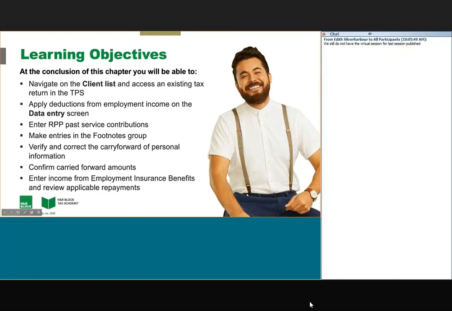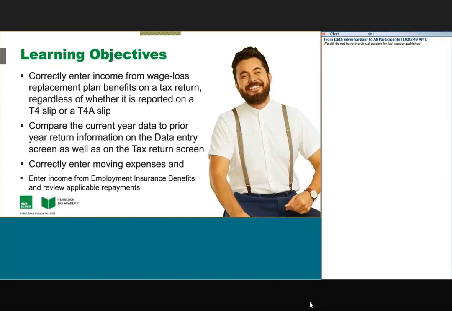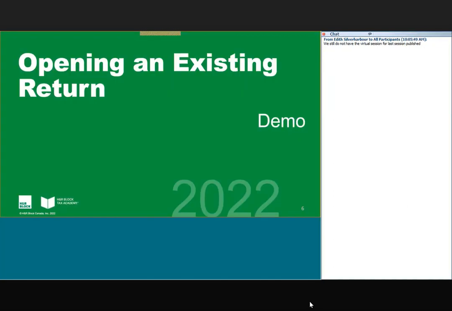Okay, so at the end, I'm just looking at my notes here. Basically this is what we're going to do. Navigate the client list. I've already discussed all that. And so we're going to open an existing return. So let us go to TPS. I'm going to bring my TPS up, and hopefully you've got yours up too.